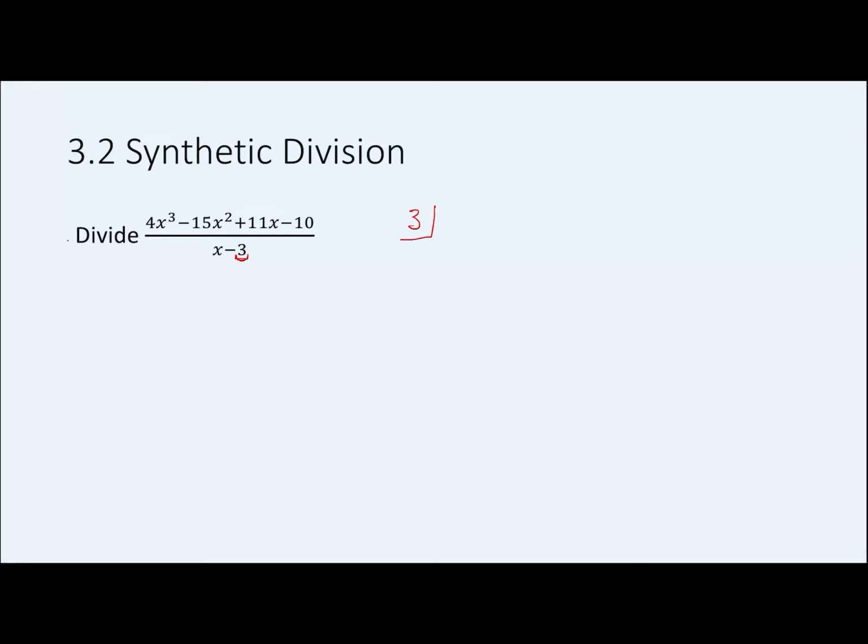So let's try another one. On this one, again, same deal. Our binomial is in the form x minus 3. The 3 is the number we're focused on. And so we're going to divide by it.